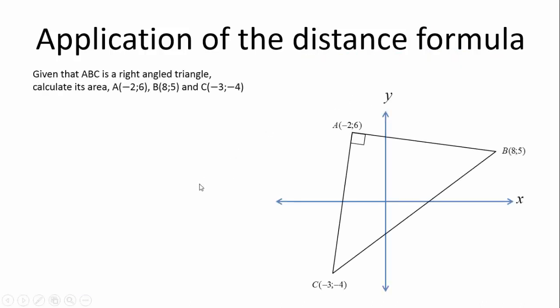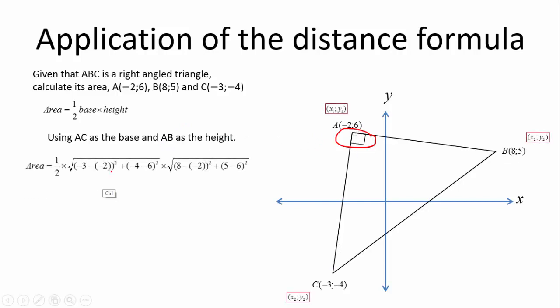Okay, let us continue. Let's have a look at this ABC triangle. It's a right angle triangle because we have this square here. What if we were asked to calculate the area, right? To calculate the area, it's half base times height. We don't have those figures, but we can quite easily work them out. Using AC as the base, right? Here's our base. And AB as the height. There's our height. Okay, so the area is a half the base times the height.